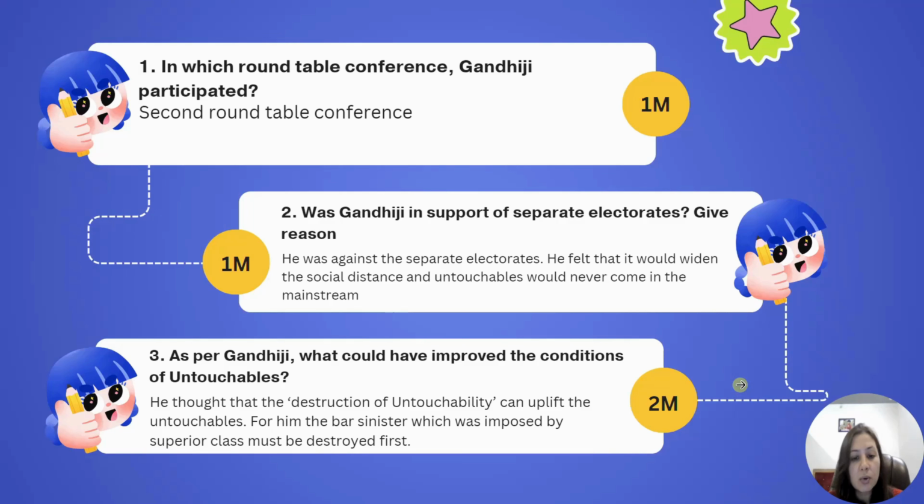As per Gandhiji, what could have improved the conditions of untouchables? It is the destruction of untouchability. And according to Article 17 of our Constitution, untouchability is banned. It is abolished, it cannot be practiced anymore. So this was the belief of Gandhiji. For him, the bar sinister which was imposed by the superior class must be destroyed first.